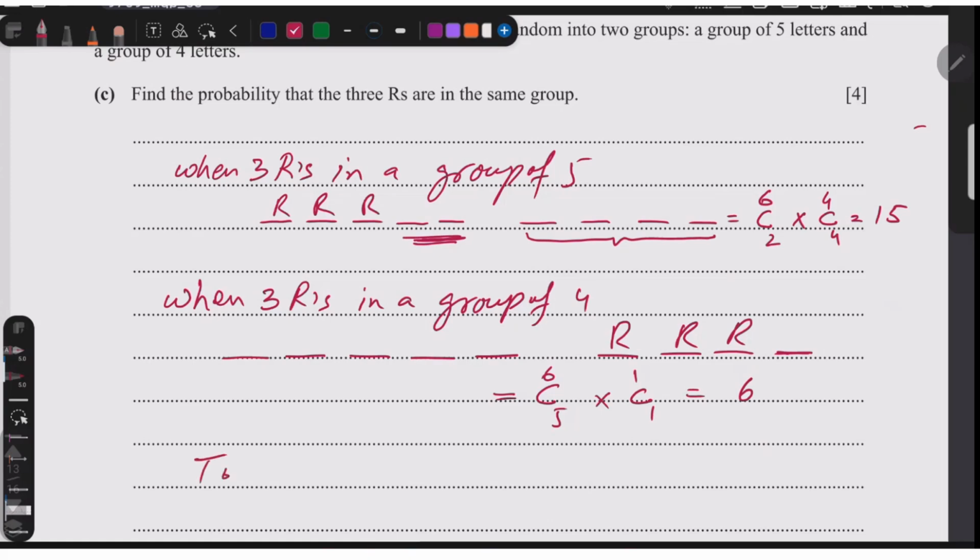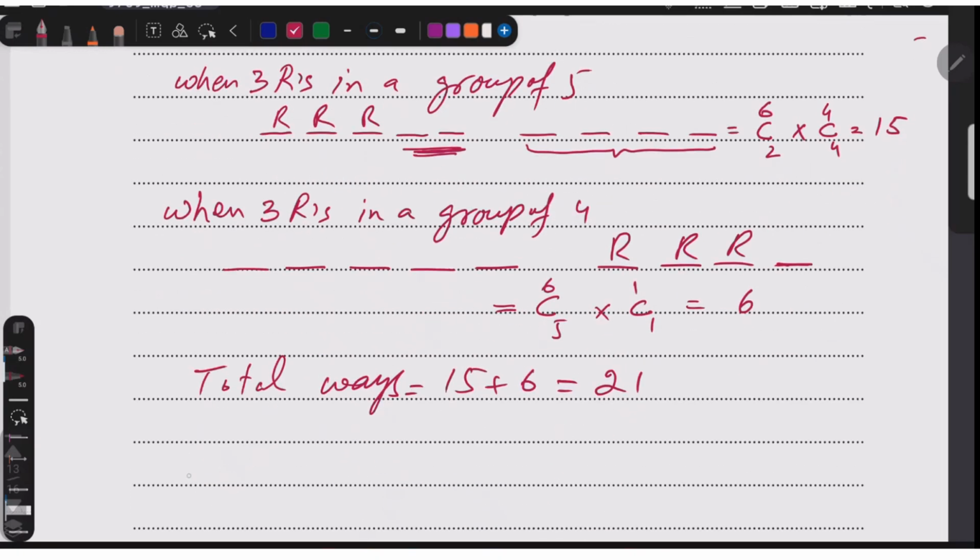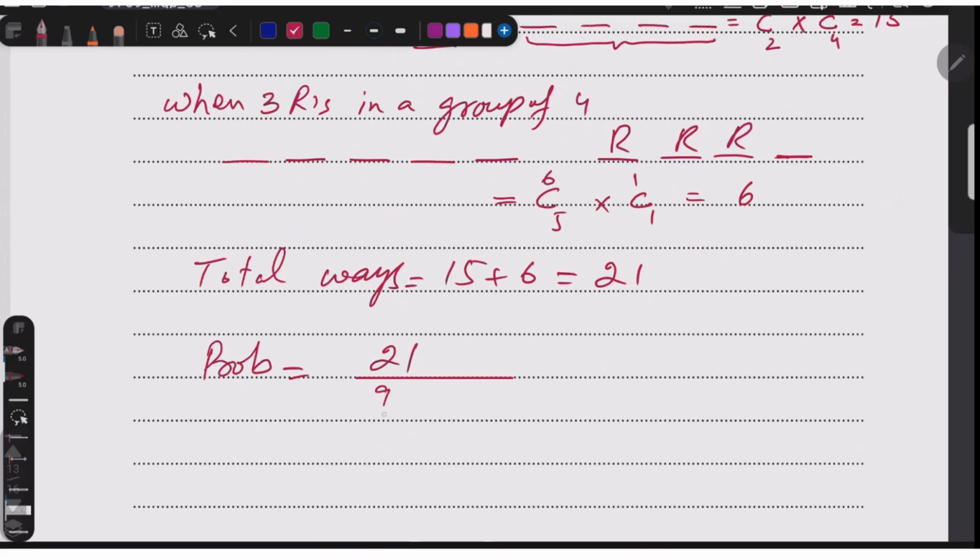Okay, the total ways are 15 plus 6, 21. Basically we need to find the probability, so it would be divided by the total. For the total, we need to make a group of 5, 9C5, and then 4C4, group of 5 and 4. Let's use the calculator, 126. Final answer is this. Let's complete the paper. Thank you very much.